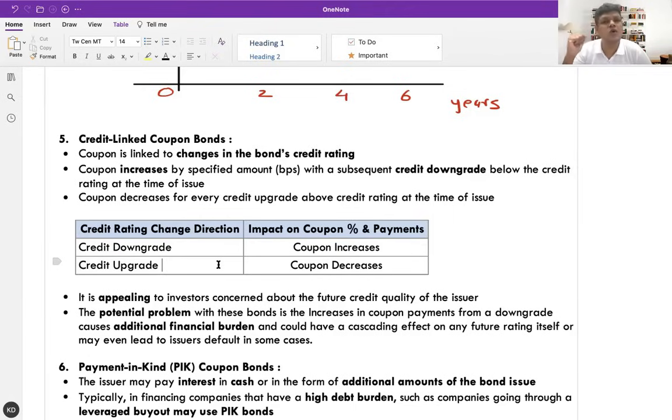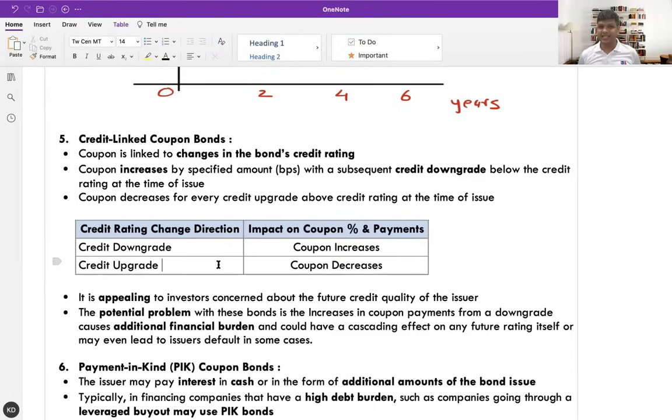But why is there a credit downgrade? Why would the credit rating agencies downgrade you? Because of default, right? Because of the probability of default increasing. Well, tell me, if the company is already on the verge of default, how can it afford to pay more coupon? Isn't that contrary? Forget about paying that extra coupon. It does not have even money to pay the existing coupon.